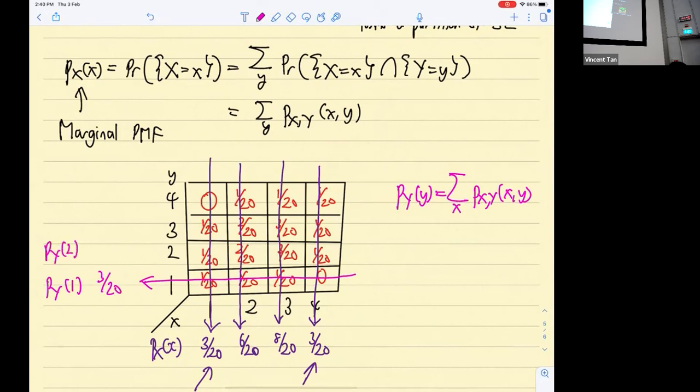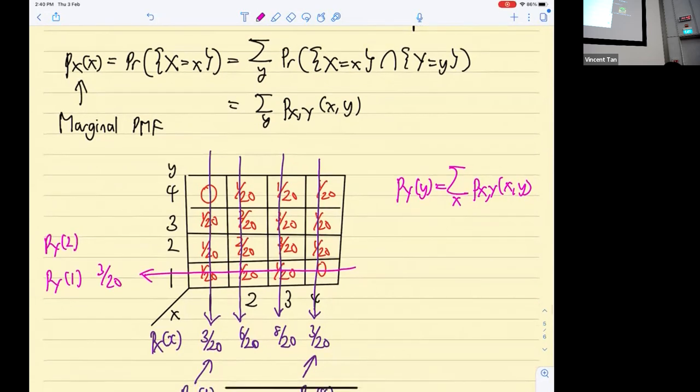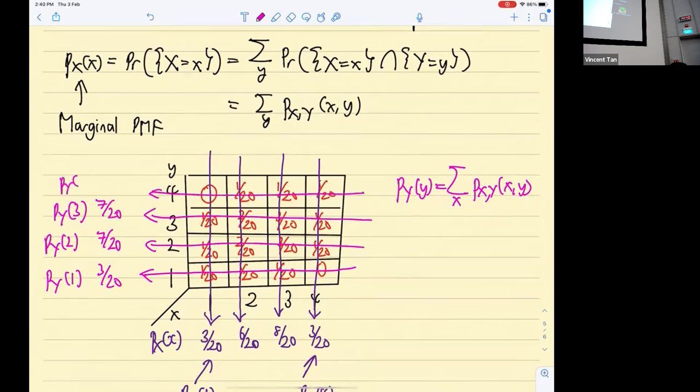How about P_Y of 2? I sum over all these values, 6 plus 1, I have 7 out of 20. And I sum over all these values to get P_Y of 3, and that is 7 out of 20 as well. And P_Y of 4 is 3 out of 20. This picture is now a little bit messy, but I hope you understand what I'm trying to do. I'm trying to evaluate the marginal probability mass functions of X and Y. For X, you sum over the columns. For Y, you sum across all the rows.